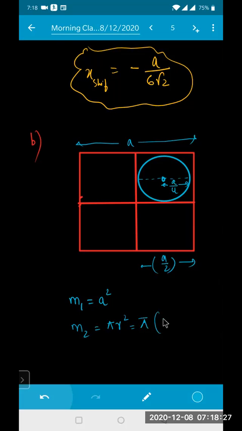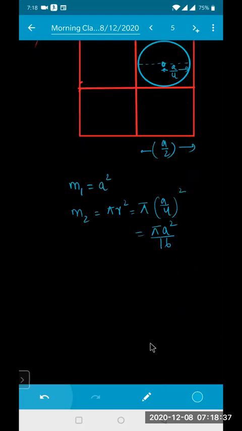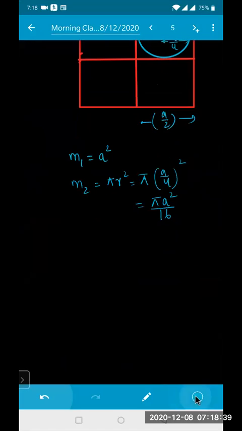So R value is a by 4 whole square. This will become pi into a square by 16. Okay, so this is the mass of your M2. Now calculate the XCM or shift.